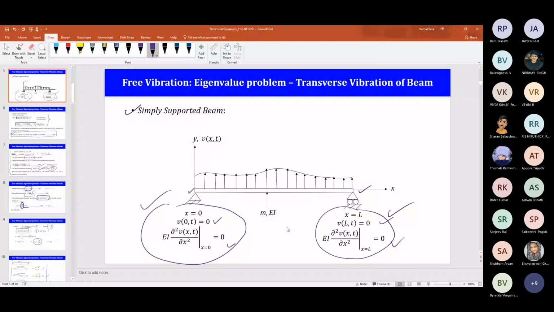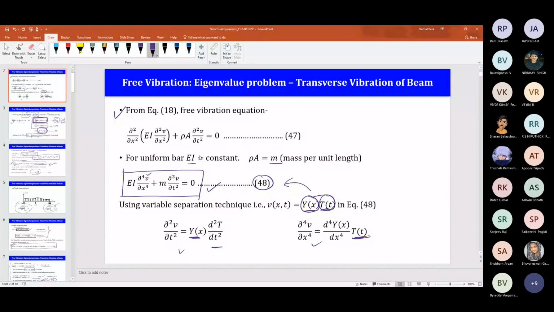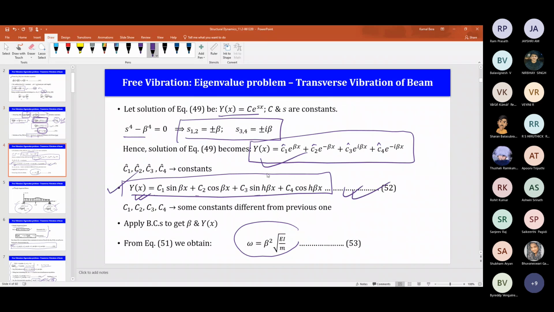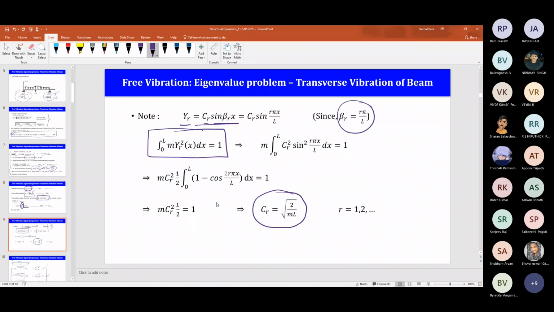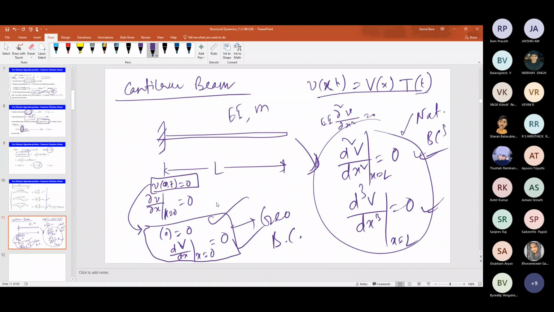Again, going back, what is the eigenvalue problem? This one, right? Equation number 49, or basically I can write it as this equals this, omega square is giving this one, right? Okay. So that is the eigenvalue problem. By solving that, I have obtained this equation number 52, right? And then I will apply the boundary conditions. So the same thing will be applicable here also, right? So I will just repeat here what is there.